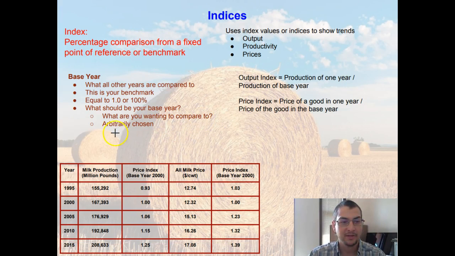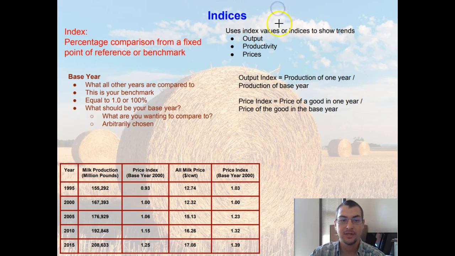And here's the interesting part about it. It's arbitrarily chosen, meaning it's not really chosen in a specific manner, but you can pretty much choose any year. You're just basically going to compare everything back to a single year, so you can choose any of those years to compare it to. Two common indices that we might see in agriculture are the output index and the price index. Whenever we're calculating the output index, we're taking the production of one year divided by the production of the base year. So we're going to come up with a percent of how well this one year did as compared to the base year.